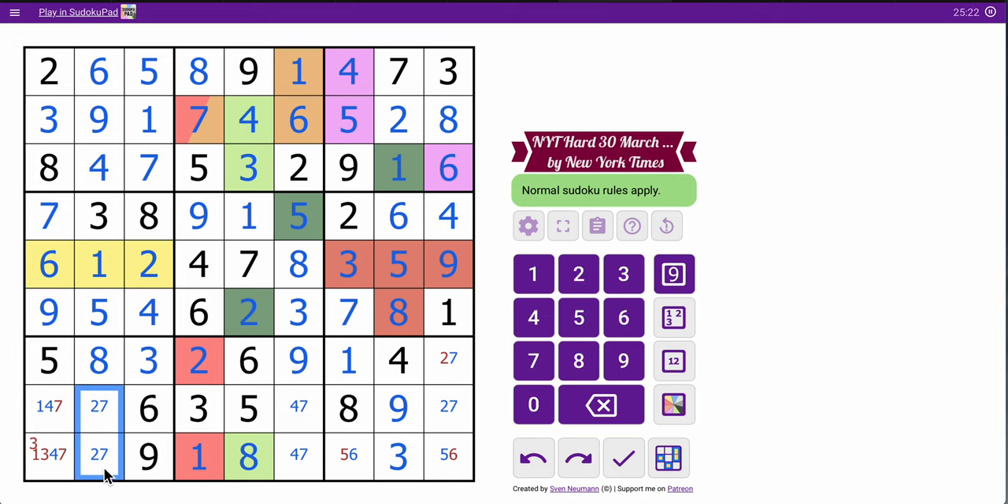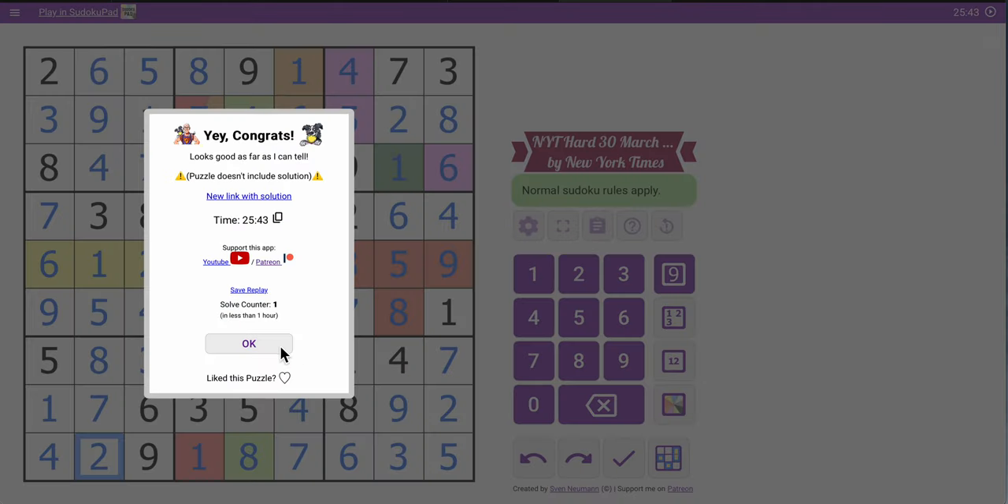Okay, I've got 2-7 in the column and the row and the box. So those aren't 7. This is 1 and 3, which forces it to be a 4. That's a 1. And that should unwind the rest of the puzzle. 6, 5, 7, 2. And there we go.